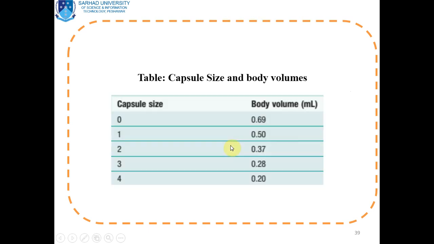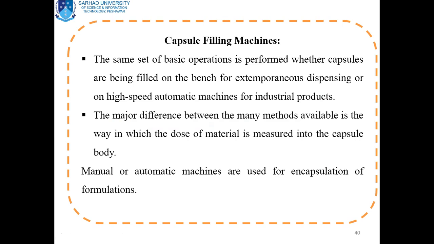That is a table about the capsule size and body volume from 0 to 4, and the body volume in milliliter. 0 is the largest one, having a body volume of 0.69 ml, and the last one, which is the smallest, has a 0.2 ml capacity.